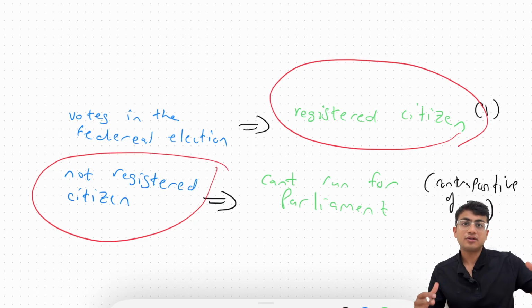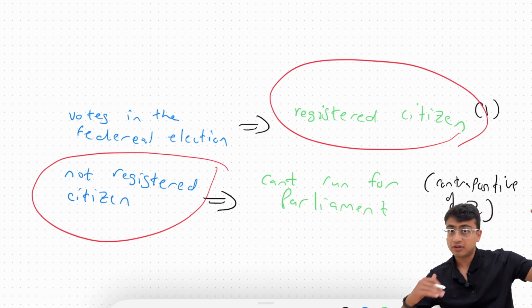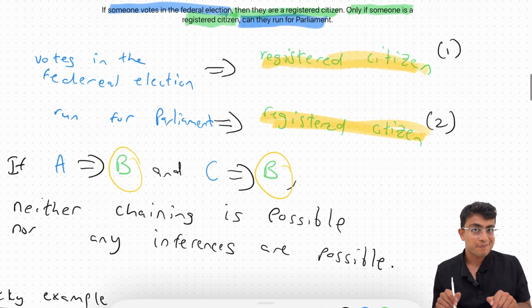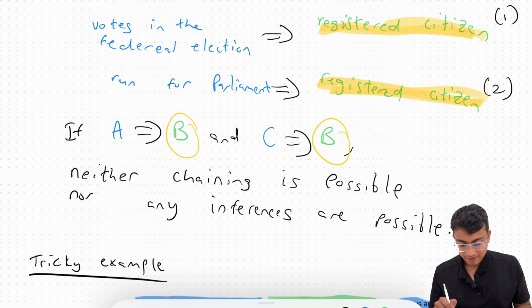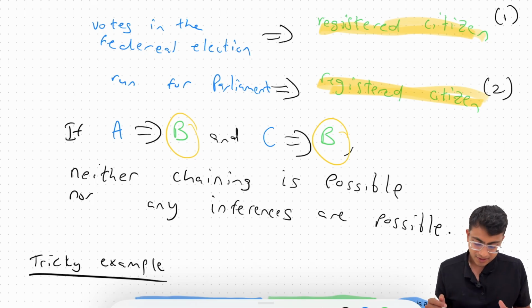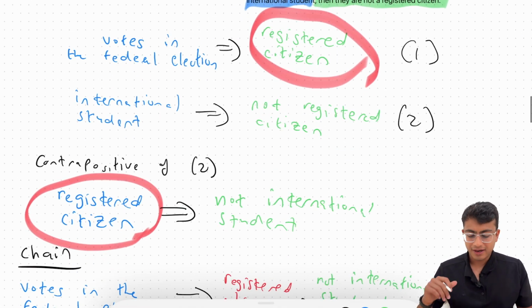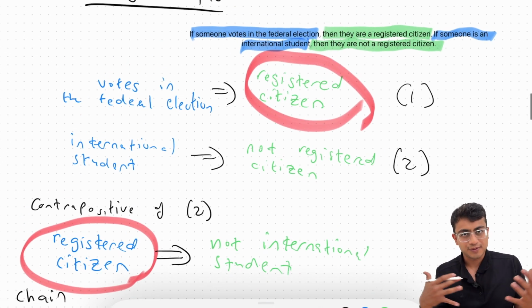I need the same thing to appear on the right and the same thing to appear on the left in another diagram in order to chain them. These are not the same. So the rule still stands that if you have A implies B and C implies B, neither chaining nor any inferences are possible. And this was just a tricky example where we use the contrapositive to do the chain.